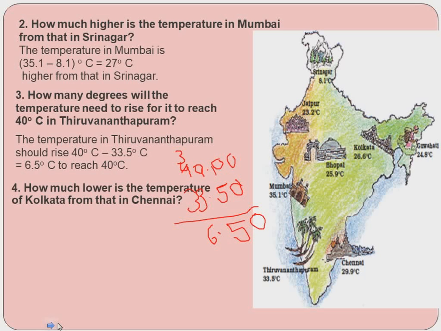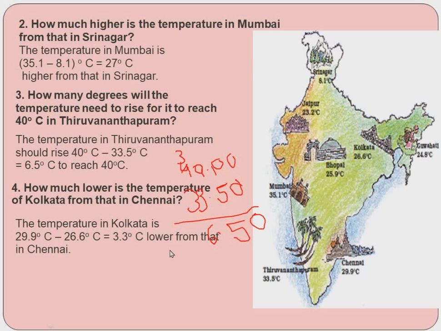Now, how much lower is the temperature of Kolkata from that of Chennai? First, the temperature of Kolkata. How much is the temperature of Kolkata? 26.6 degrees Celsius. Next, Chennai. How much is the temperature of Chennai? 29.9 degrees Celsius. So, how much lower means what you will do? You will subtract 26.6 from 29.9. So, 9 minus 6, 3. Next, 29 minus 26, 3. So, it is 3.3 degrees Celsius. That is, the temperature of Kolkata is 3.3 degrees lower than that of Chennai.